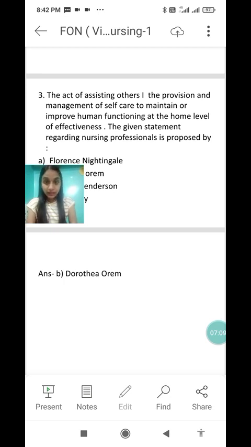So Orem ने क्या सेल्फ केयर वाली थ्योरी दी थी. Okay, so इस डेफिनेशन में क्या बोला गया? The act of assisting others in the provision and management of self-care to maintain and improve human functioning at the home level of effectiveness. Okay.